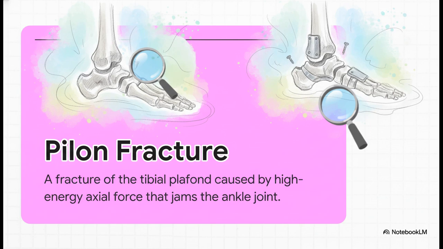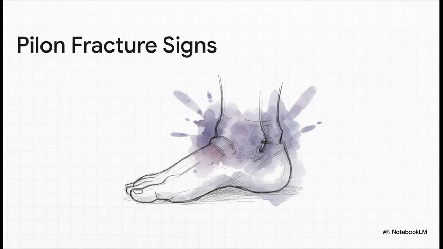I want you to picture a fall from a height, where the talus slams up into the distal tibia like a pestle into a mortar. It just causes the articular surface to literally explode. And clinically, these are just devastating injuries. The ankle often looks completely disfigured, and with the sheer force involved, it's really common for bone fragments to just pop right through the skin, creating an open fracture. You can just imagine, the soft tissue envelope takes a massive hit, and that's a huge consideration for when we can even think about doing surgery.